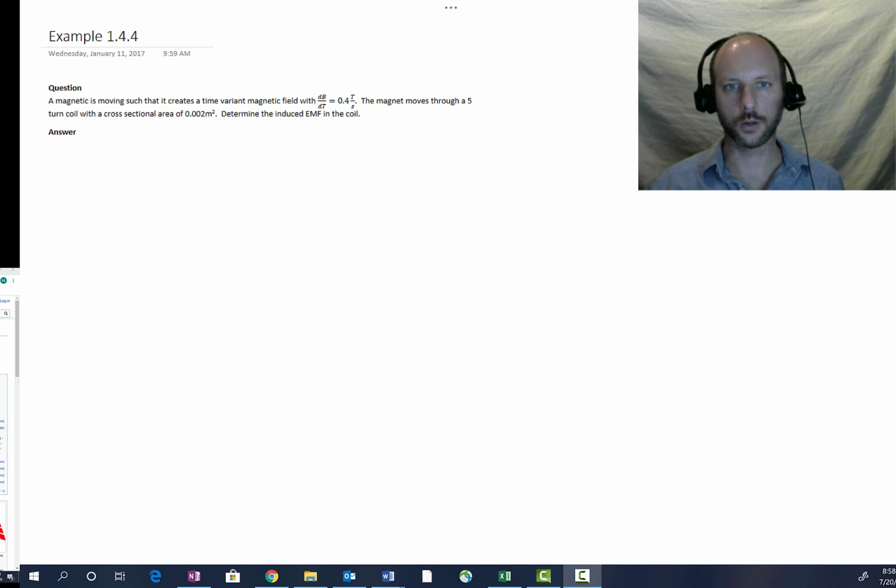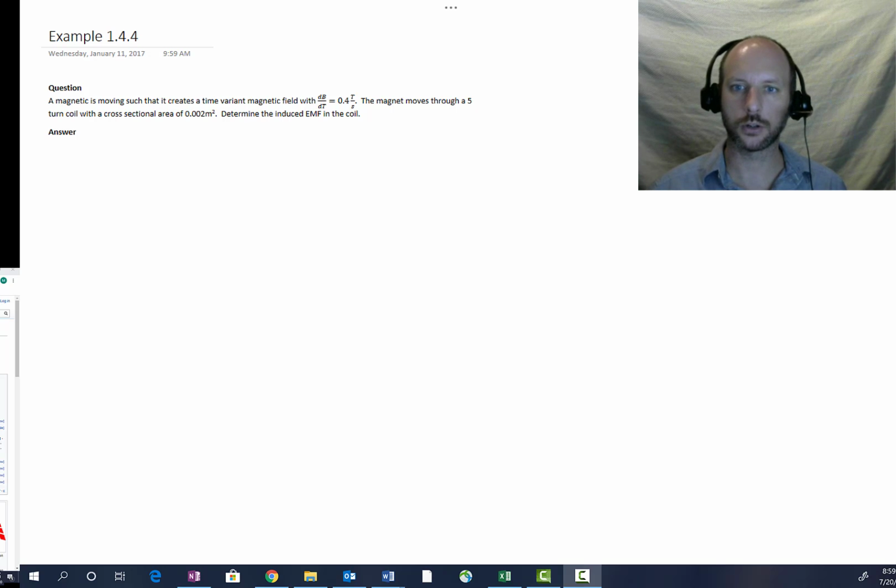Example 1.4.4. A magnet is moving such that it creates a time-variant magnetic field with dB/dt equals 0.4 Tesla per second. The magnet moves through a 5-turn coil with a cross-sectional area of 0.002 square meters. Determine the induced EMF in the coil. So this is our example to dig into and better understand Faraday's law of induction.